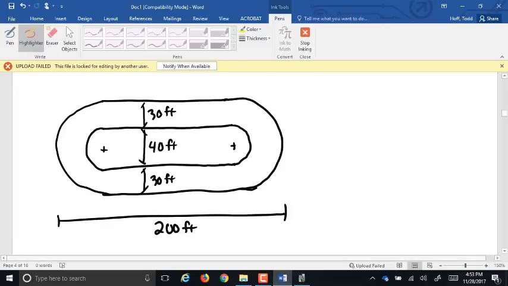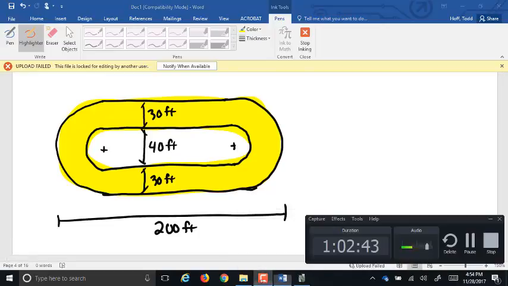What I want you to find is basically the area of this track. Not as hard as you would think. It involves many of the things we've already talked about, nothing new. Let's see what you can do. I'm going to give you a couple minutes to work on that.